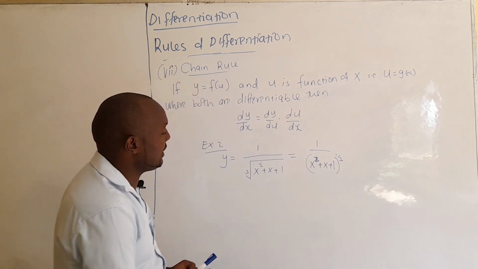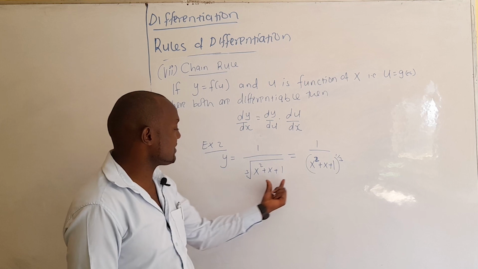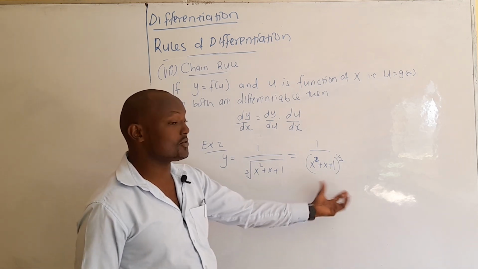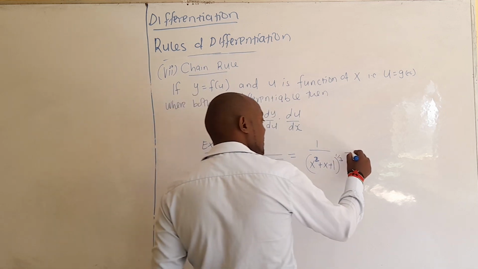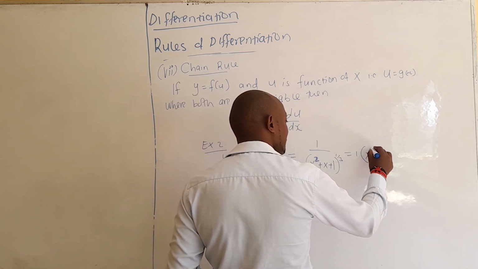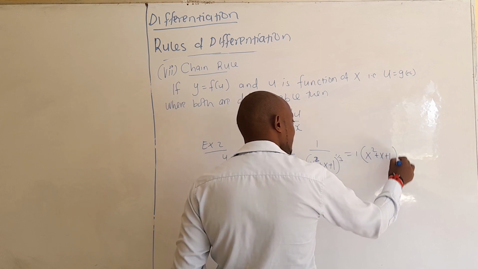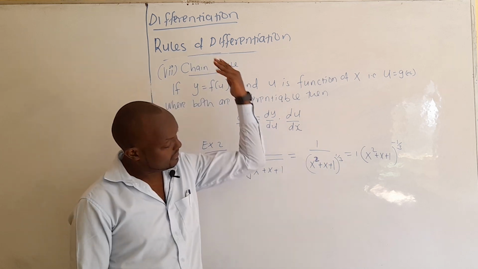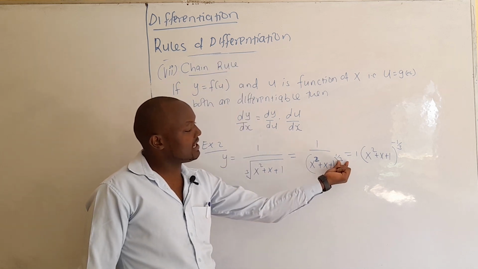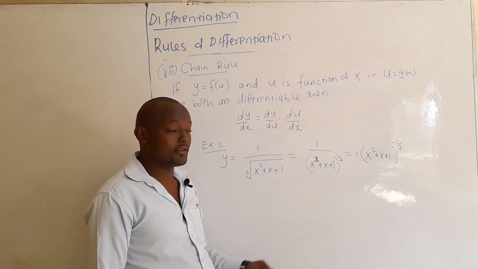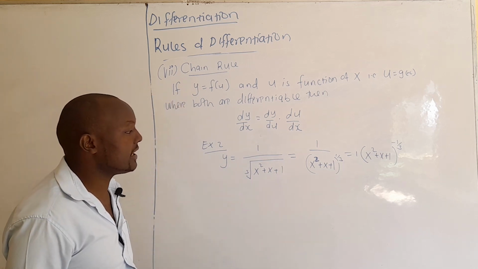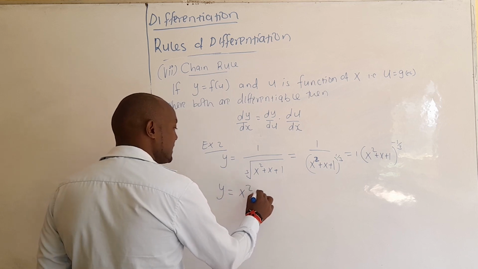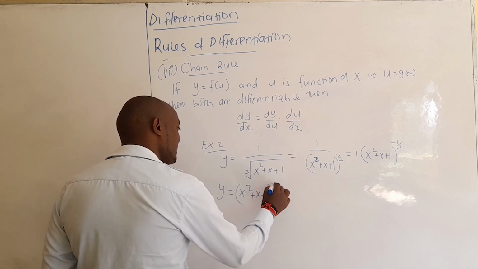I know by law of indices, this is the same as power a third, the cube root. It means the cube root of this one. Again, by law of indices, you can take this one to be a number. You have 1 times x squared plus x plus 1 to power negative a third. You take it to be a numerator by changing the power from positive to negative and vice versa. So now my y is x squared plus x plus 1 to the power negative a third.